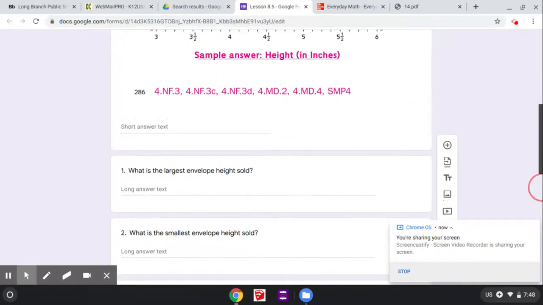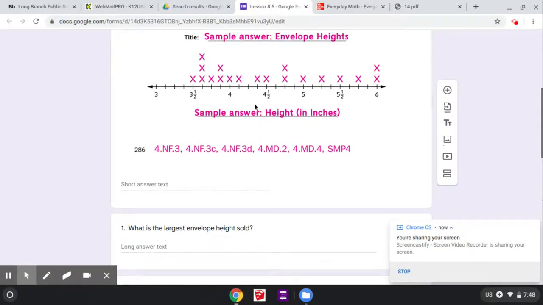So if I scroll back up and I look at my line plot, these numbers are the heights. So 3 is the smallest height on the number line. And then this is 3 and 1/8, 3 and 2/8, 3 and 3/8, 3 and 4/8, 3 and 5/8, right? Now this X indicates there's an envelope that was sold, and this is the first envelope that was sold. Well, like the smallest size envelope as far as the height goes.